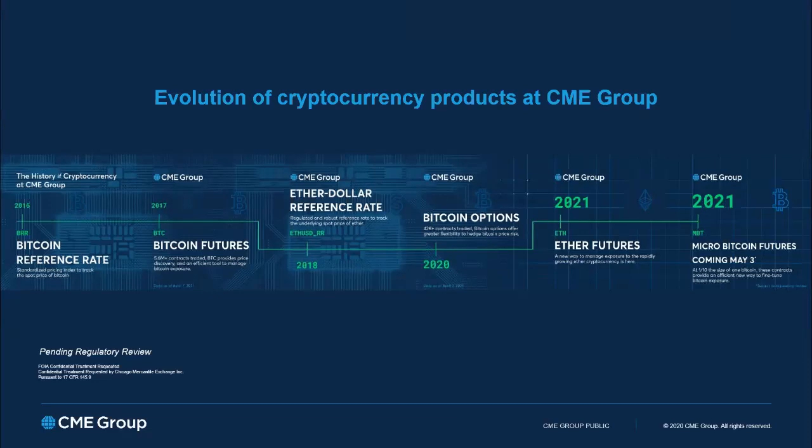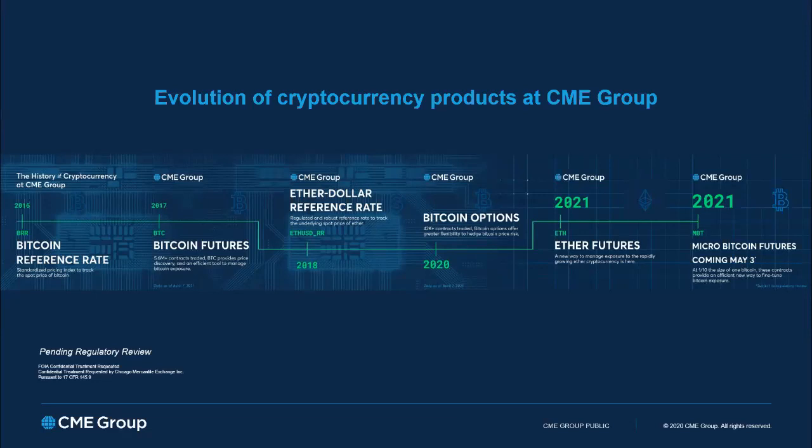And fast forward 1 year later, in 2017, we launched our current Bitcoin futures contracts. Those were launched in December of 2017, and those contracts consist of 5 Bitcoin. At today's Bitcoin price of over $54,000, this current Bitcoin futures contract has a notional value of over $270,000 today.